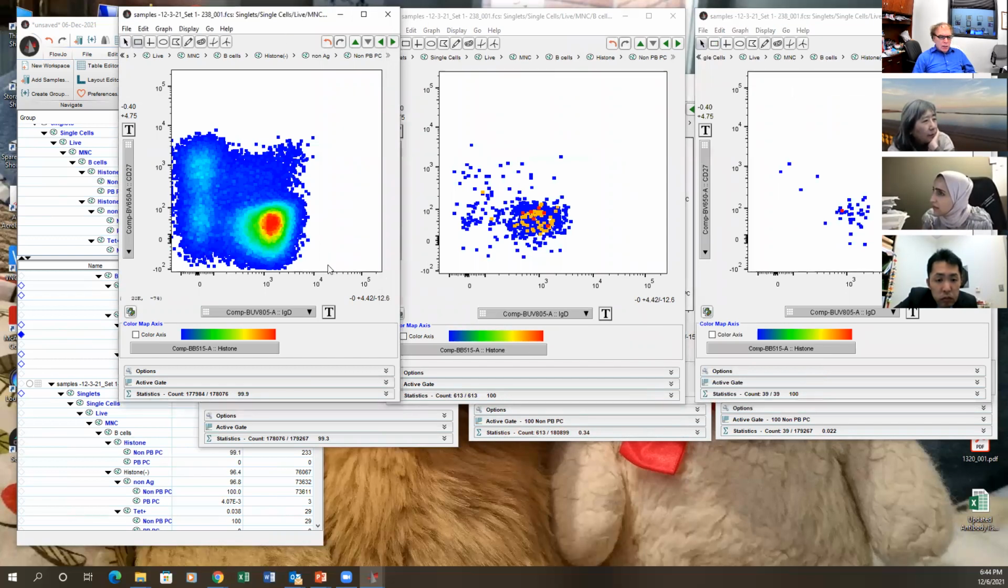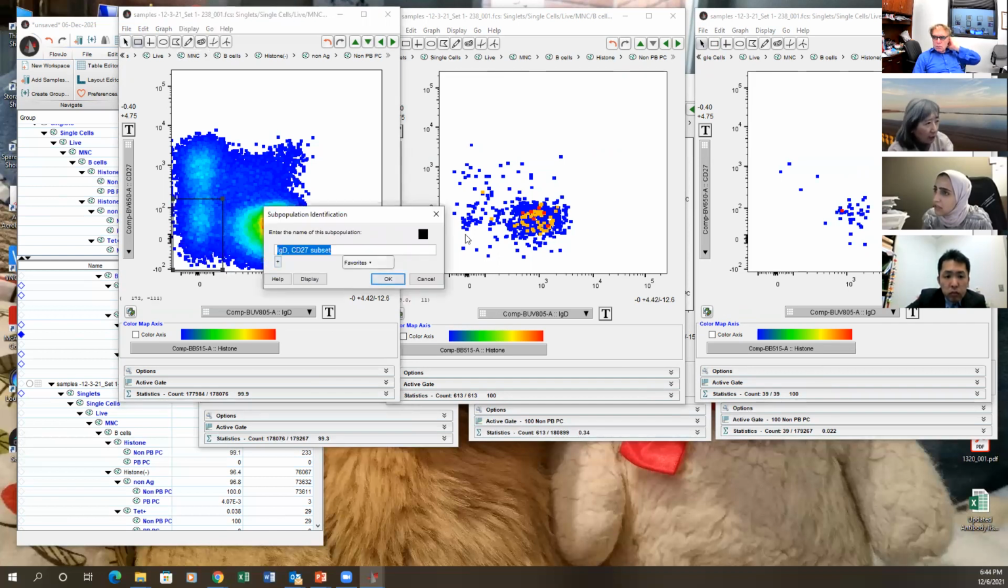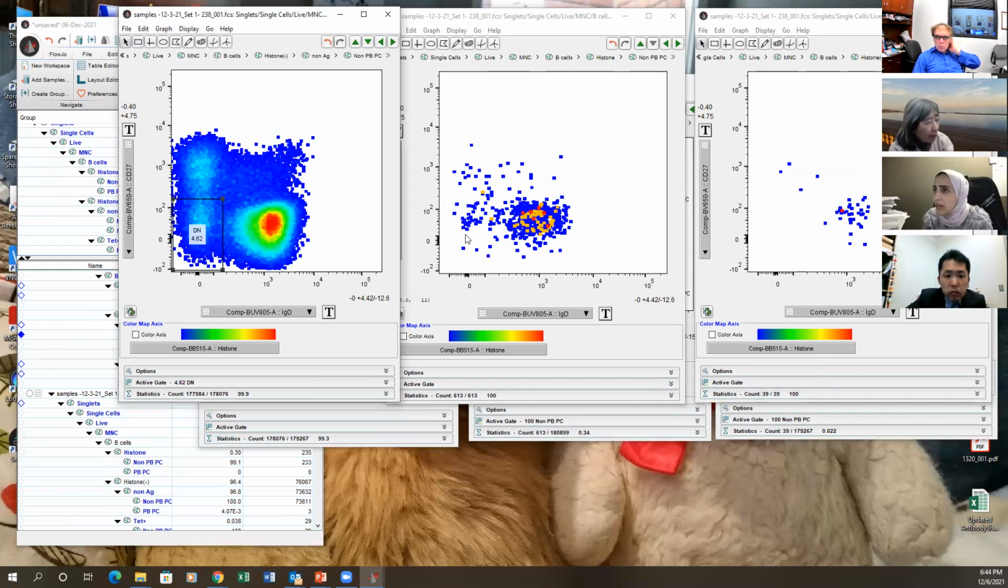Is this another subject? No, it's the same person. But this is now gating on double negative memory and naive. So I think they're about the same. I don't need to do more, but I'm going to see the CD11C and CD21 and see if they're different from the CD21 and IgD negative. Right, okay. Let's do it from the double negative.